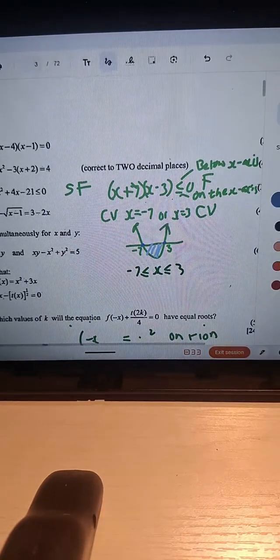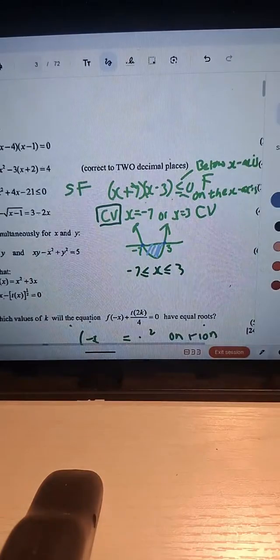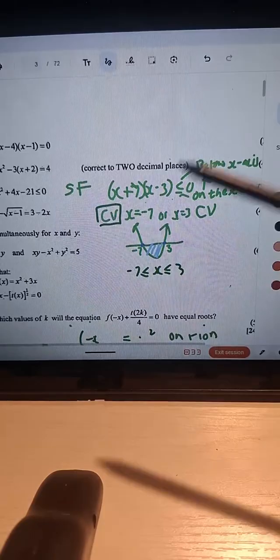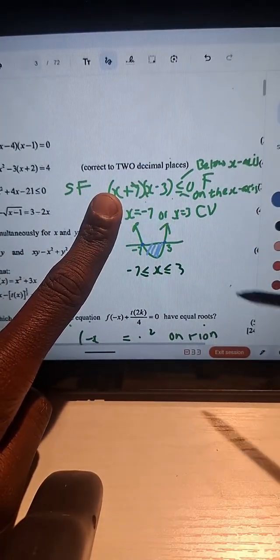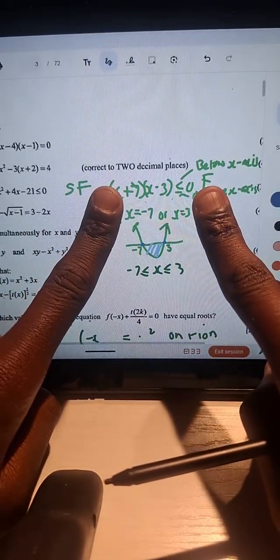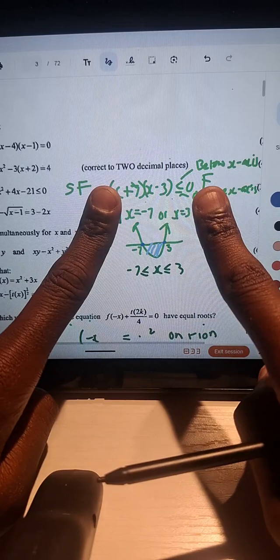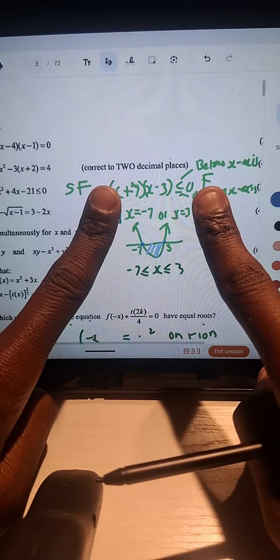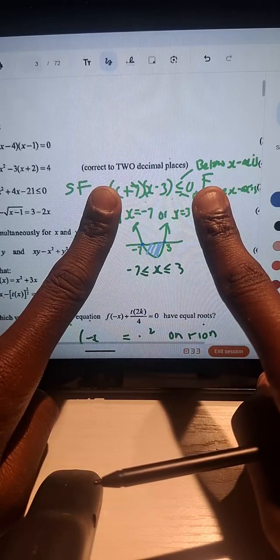But you must make sure that you write CV, because no one should think that you are not acknowledging that those are critical values. If you write this without the CV, it's as if you don't acknowledge them. Critical values are sort of like your landmarks where you can judge where the answer is going to be. Important critical landmarks.